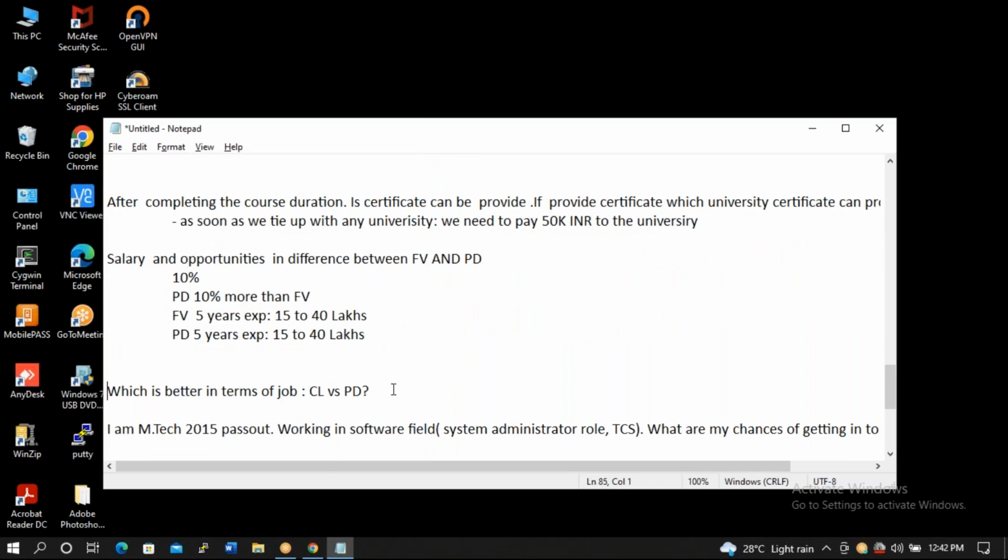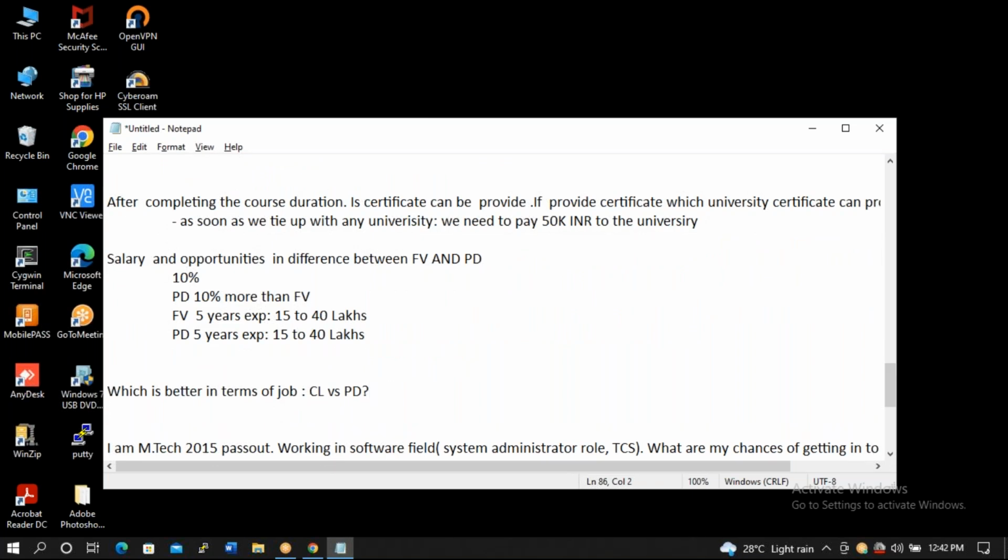Which is better in terms of job? Again, I answered between custom layout and PD. Which is better? Both are equally good. Your interest is what makes a difference. If you ask me, PD might be better because PD is a more in-depth subject. It's a very wide and varying subject.